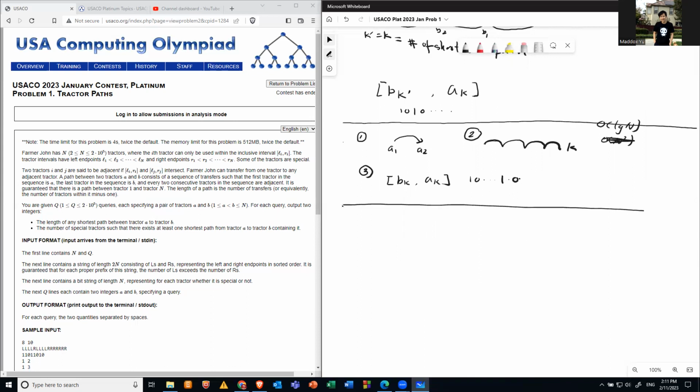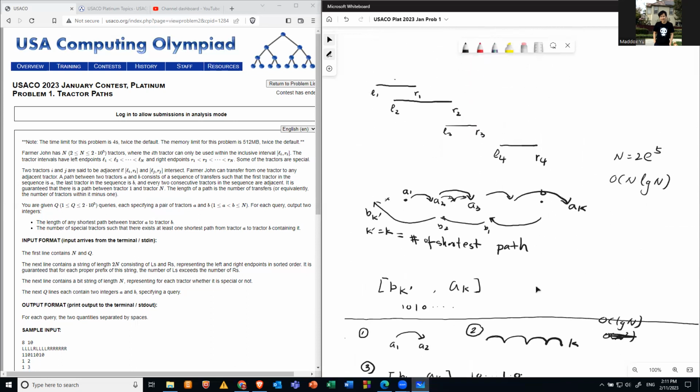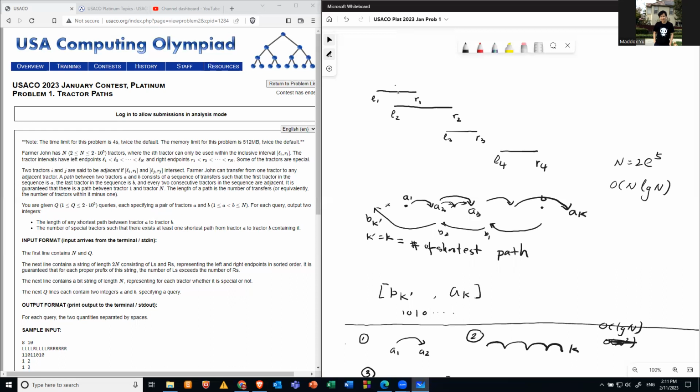Yeah. The first task is actually pretty straightforward. As I drew here, there's a reason they say L1 is less than or equal to L2, less than or equal to Ln, and the right is like that. So that means you don't have something like this. Because if you have something like this, the right of this is less than that. So those things don't happen.